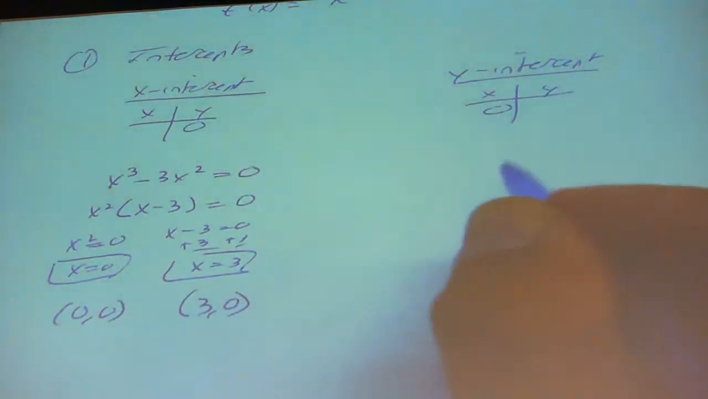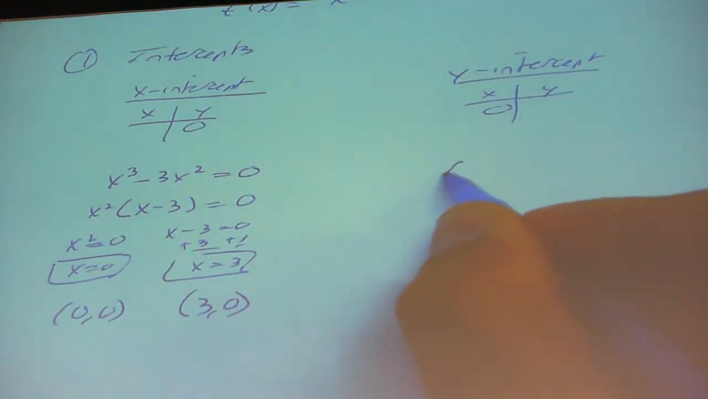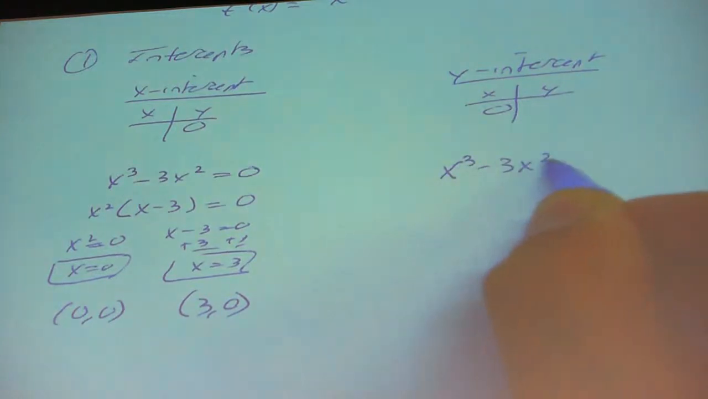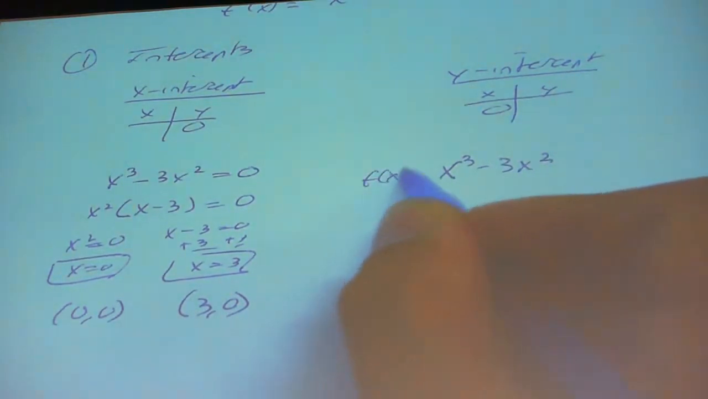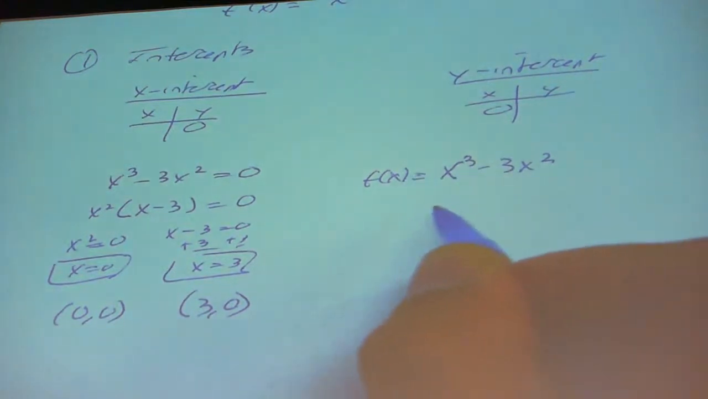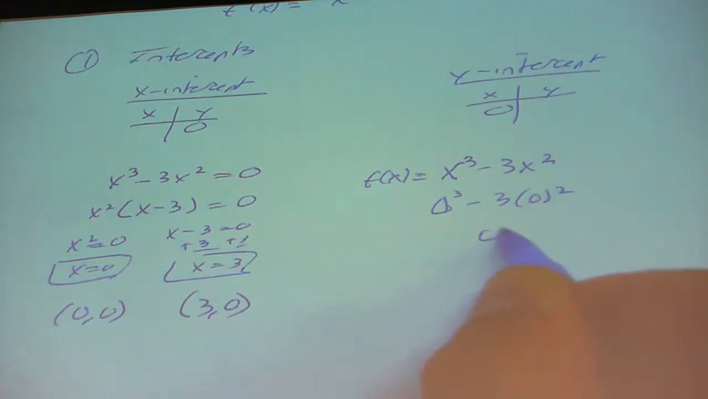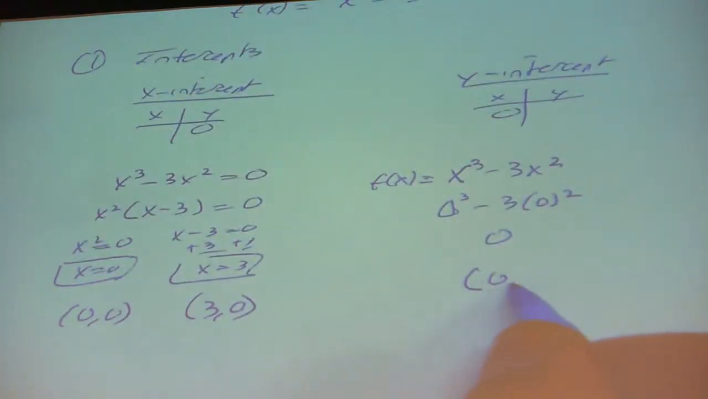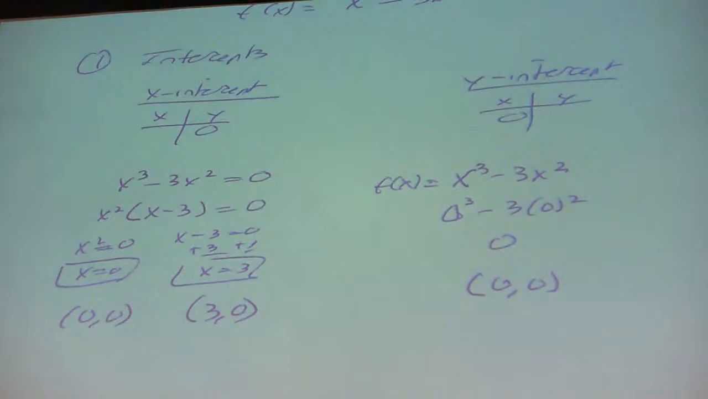To find a y-intercept, we make x 0. Our function is x cubed minus 3x squared. If I make x 0, you get 0. So we have a y-intercept at (0, 0). So the first thing we do is find the intercepts. To find the x-intercept, make y 0 and solve. So we have two x-intercepts, (0, 0) and (3, 0). To find the y-intercept, we make x 0, and we get a y-intercept at (0, 0).